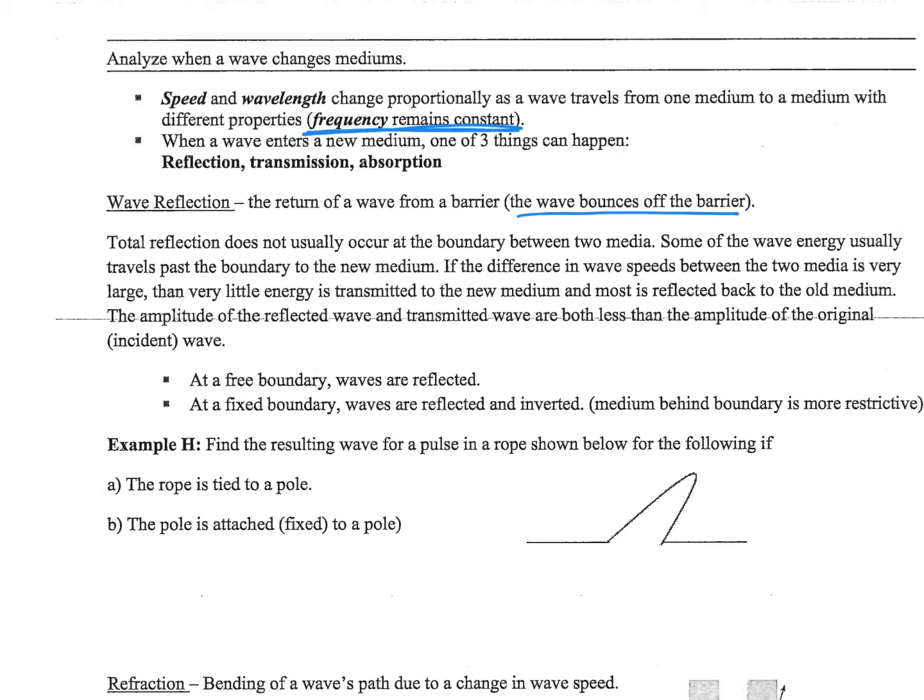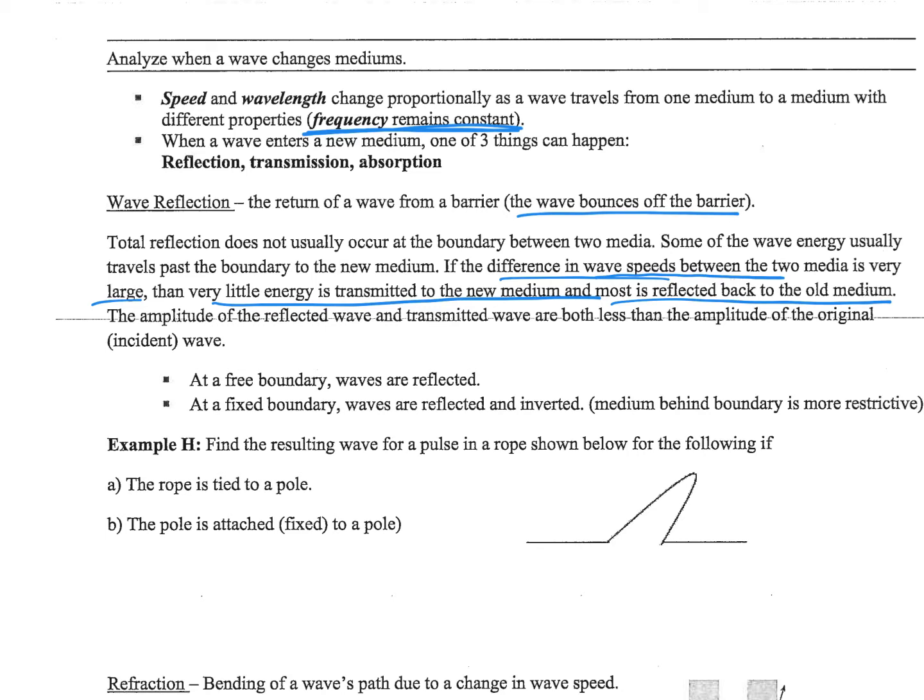So if the difference in wave speed between the two media is very large, if the difference is large, very little energy is transmitted and most is reflected back. Think about that. Doesn't that make sense? If you start by going really fast and then all of a sudden it's going really slow, that means not much energy was transmitted. Or if it's going really slow and all of a sudden it's going really fast, okay?